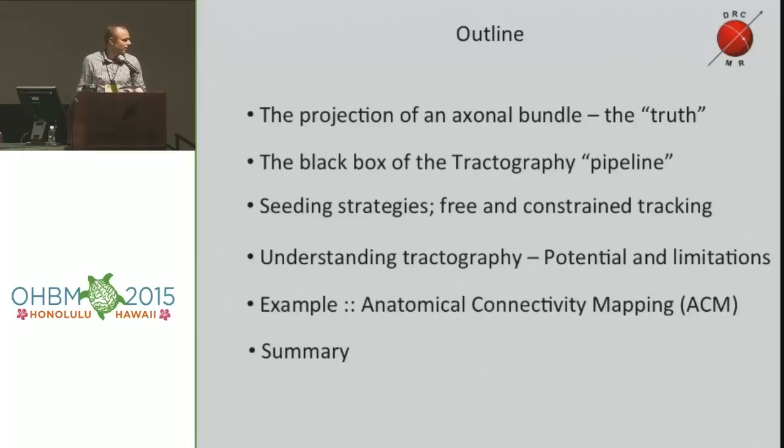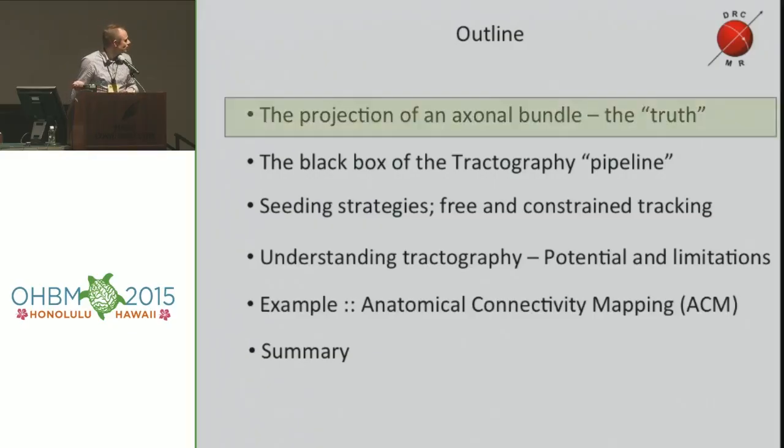So this is the outline, which covers the different objectives I was mentioning. In the last part, I will give you an example of what we call anatomical connectivity mapping. It's a new way to do voxel-wise analysis based on tractography, and you can enhance your biomarker strength by combining it with conventional local estimates like DTI. So let's have a look.